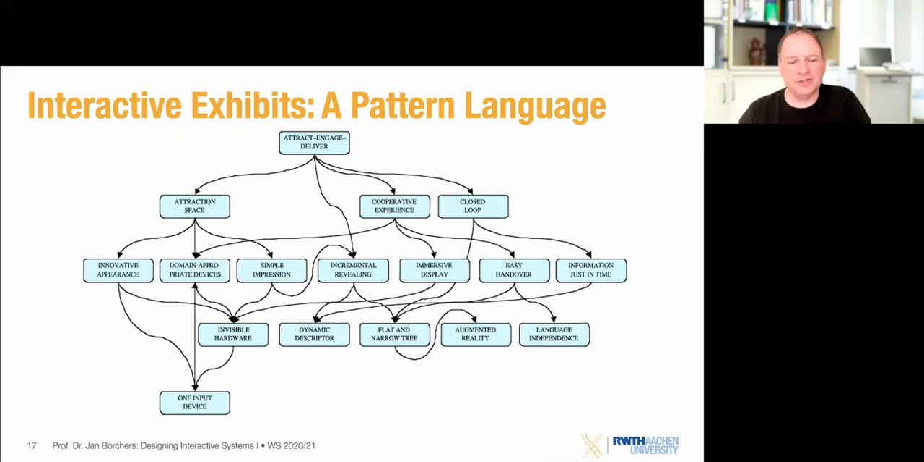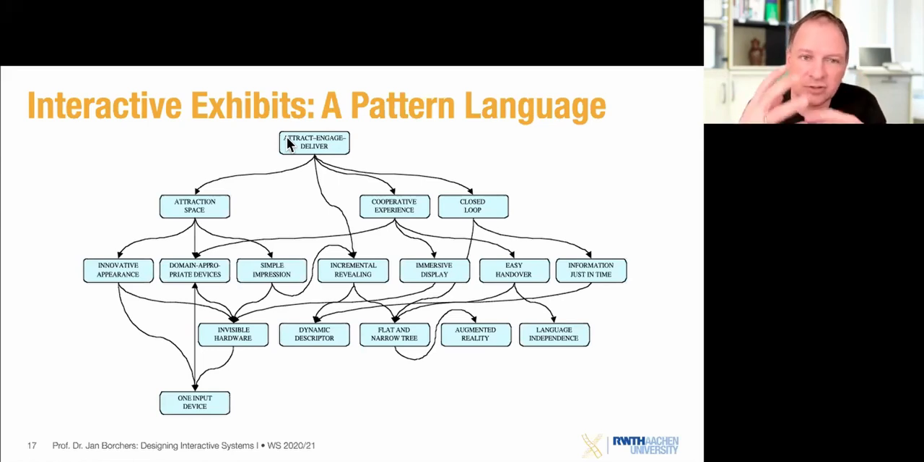Here's this example of the language I was talking about that I designed as part of my thesis back then. It's a small language that gives you a couple of patterns about how to design interactive exhibits. And they capture things like attract, engage, deliver. At the very top is a pattern that says you need to pull people. If you're designing an interactive exhibit for a museum, you need to make sure that users get sucked into the exhibit so it's attractive to start to play with it.